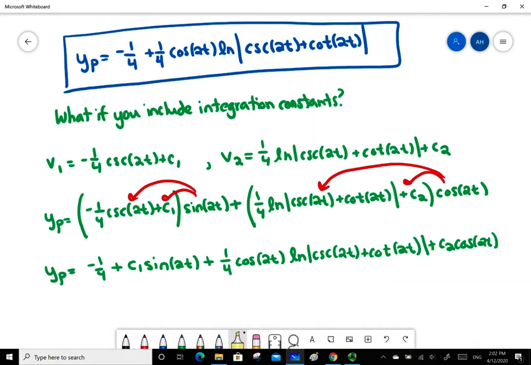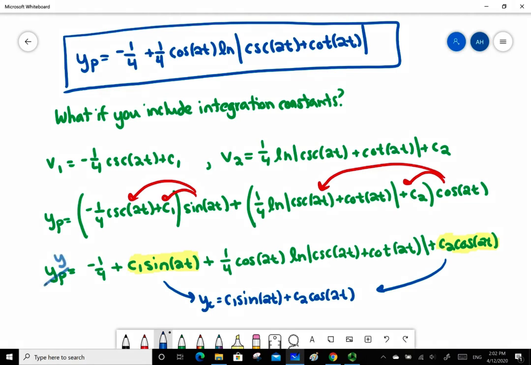The new terms that the integration constants give us are c1 sin(2t) and c2 cos(2t), which should look familiar because they are the two halves of the complementary solution. So all that happens when we include integration constants is we get the full general solution instead of just a particular solution. But to use this method, we always have to start by finding the complementary solution. So even when we want the general solution, we can still leave out the integration constants when finding v1 and v2, and then just add the complementary solution at the end.